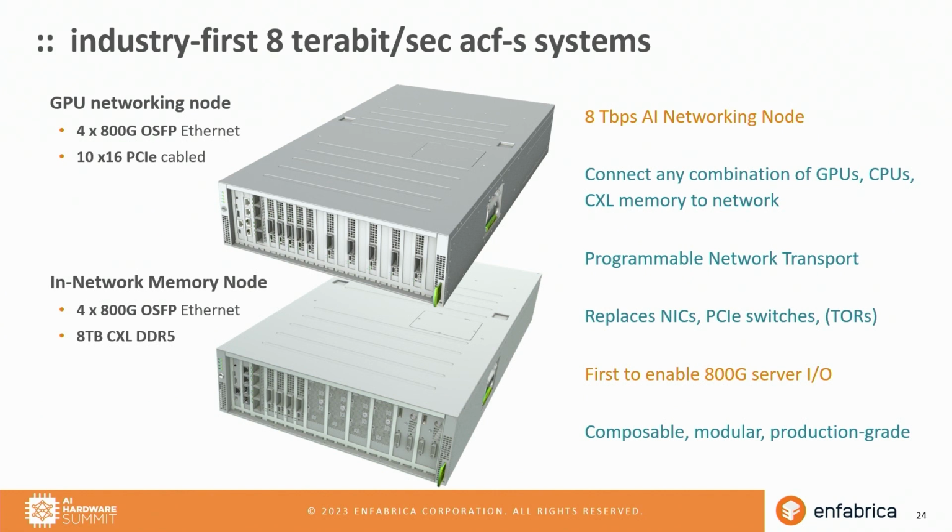I'm happy to announce today that in addition to our ACFS product architecture and its solutions, we will have the industry's first 8 terabit per second disaggregated systems that can act as GPU networking nodes, as in-network memory nodes, and can connect any combination of CPUs, GPUs, and CXL memory to the network, with programmable network transport, replacing a number of disparate devices in that stack today. And this is the first to enable 800 gigabit per second directly to the server in a composable system form factor that is production grade.